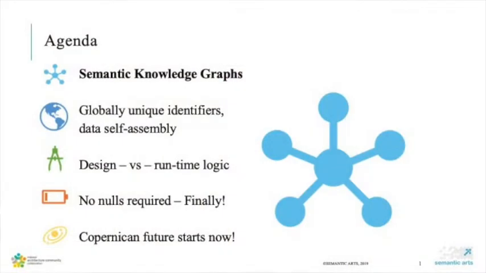However, what we're going to talk about today is semantic knowledge graphs. This is my focus. And agenda for today: what globally unique identifiers are and how they allow data to self-assemble. When I first came into semantics and somebody told me that, I was like, yeah, right. And there's a tooth fairy too, right? Design time versus runtime logic, and no nulls required. Now, might not be a big deal, but it might be a huge deal. So we'll talk about that when we get there.